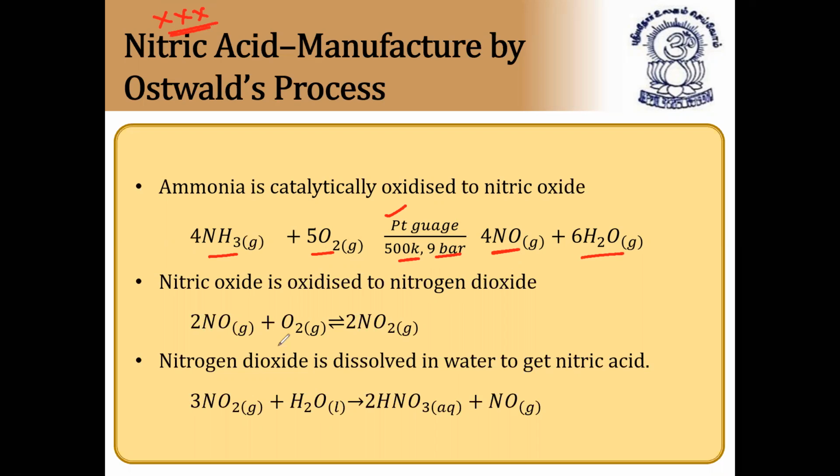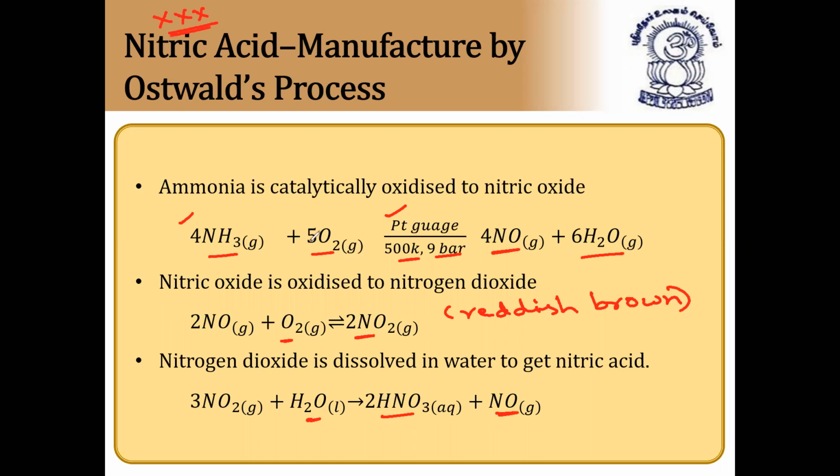This nitric oxide combines with oxygen to form a reddish brown colored gas called nitrogen dioxide. This nitrogen dioxide, when dissolved in water, forms nitric acid along with nitric oxide, a neutral oxide. So this is called preparation of nitric acid by Ostwald's process. Three steps: first, it starts with ammonia and forms nitric acid.